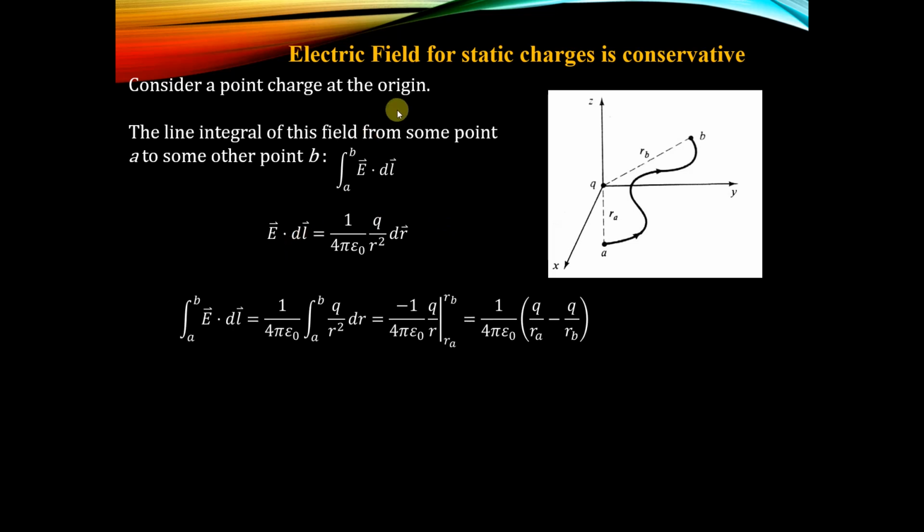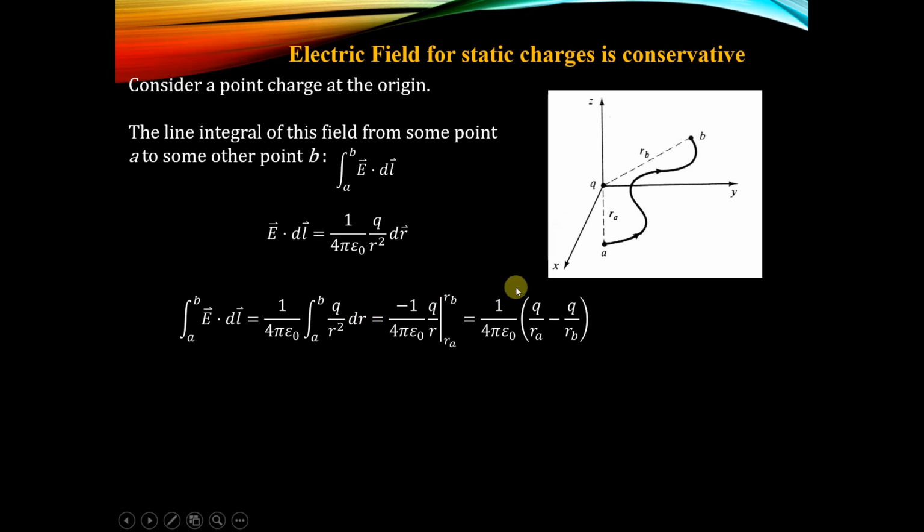So what if I just integrate this particular expression? What will I get? Integral A to B E dot dl is equal to integral of 1 by 4 pi epsilon naught q by r square dr. 1 by 4 pi epsilon naught is a constant, so I kept it outside. So it becomes 1 by 4 pi epsilon naught into integral A to B q by r square into dr.